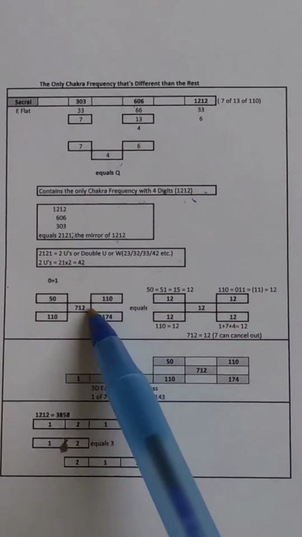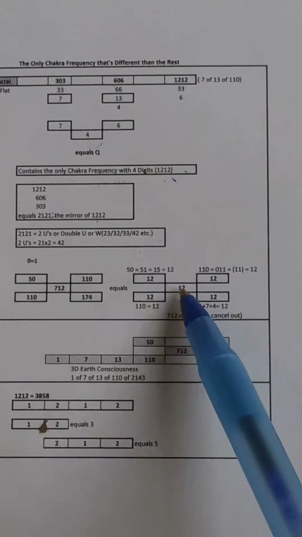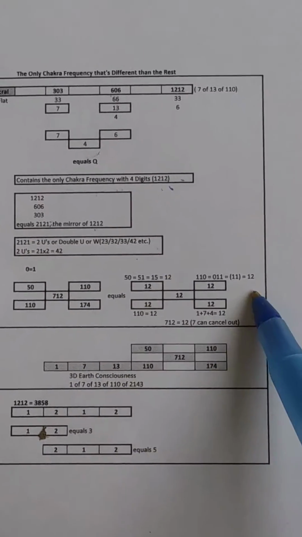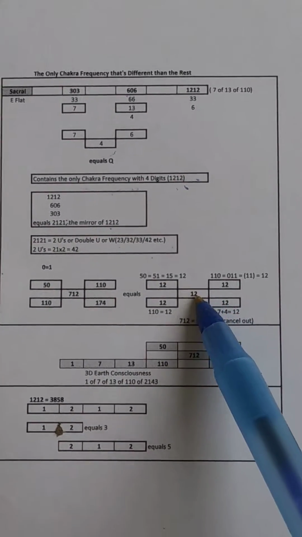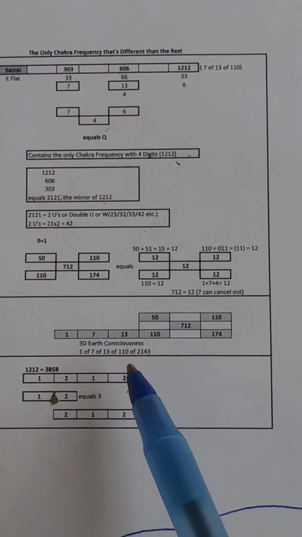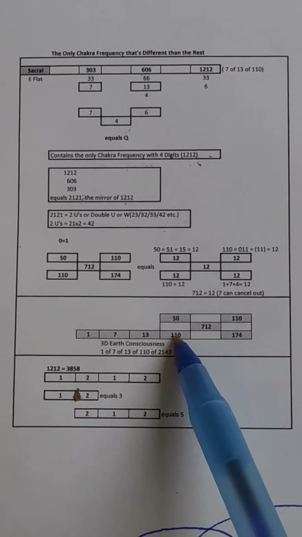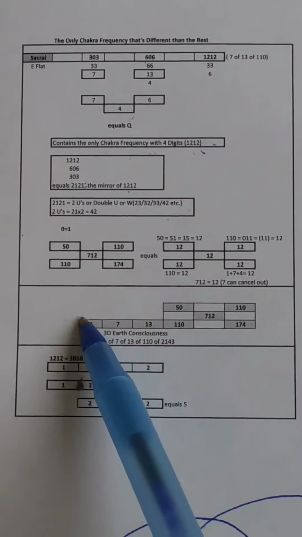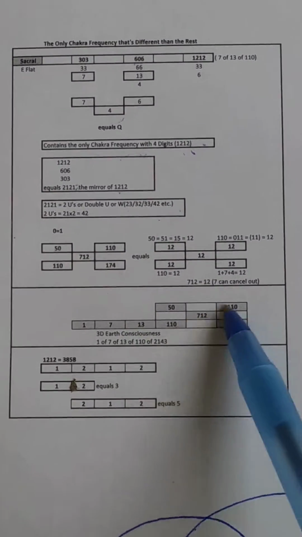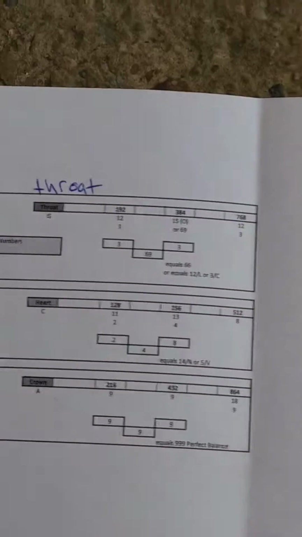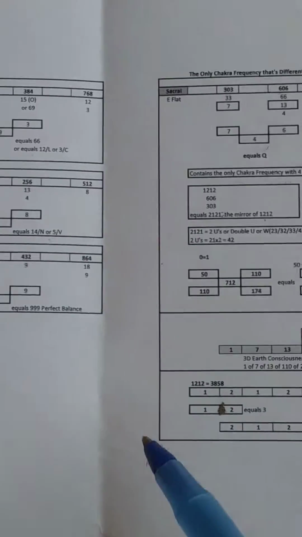And then down here with the 7-12, you got these numbers on the grid. In the other video I showed how I switched the 50 into a 12. I turned the 110s into a 12, and then this plussed into a 12, and the 7 canceled out, and that's a 12. And it's connected. Like the 110 down here is actually connected to the 3D Earth consciousness line. So Earth consciousness, 1 of 7 of 13 of 110. Can't find it now.